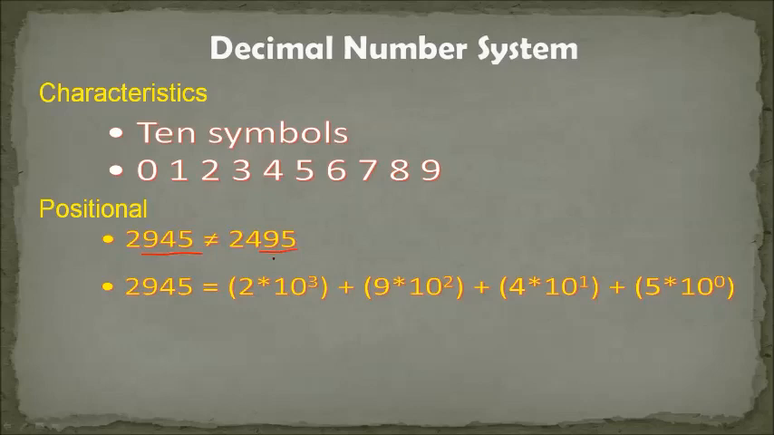Because the positional value has been changed. Now let's look into an example of the decimal number system, how we represent it. Just write these numbers: first 2, 9, and then 4, then 5. Like this, you have to split the number and write it.